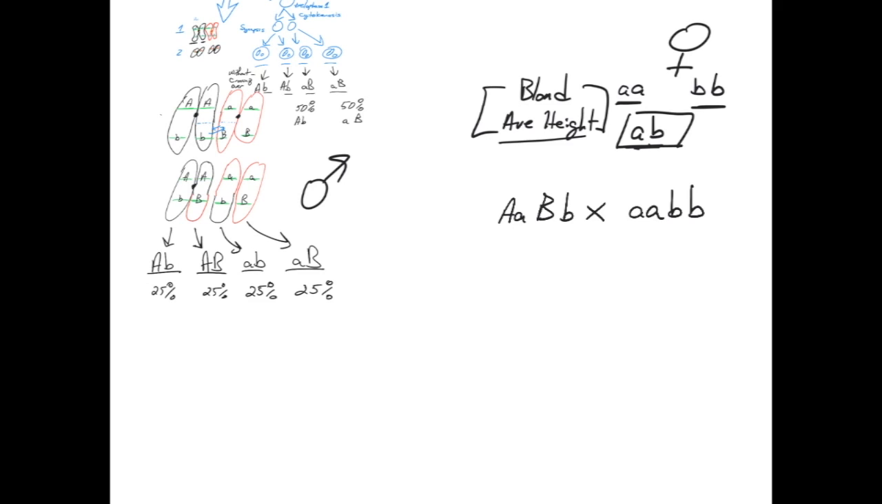So what I need to come up with are the different kinds of sperm and the different kinds of eggs that we can make. Well, myself as the male, as the dwarf and the black-haired dwarf or brunette dwarf, I can make how many different kinds of sperm? I can make a sperm that's big A, little b. I can make a sperm that's big A, big B. Or I can make a sperm that's what? Little a, little b. Or I can make a sperm that's what? Little a, big B. Where'd I get that? I got it from here, didn't I?